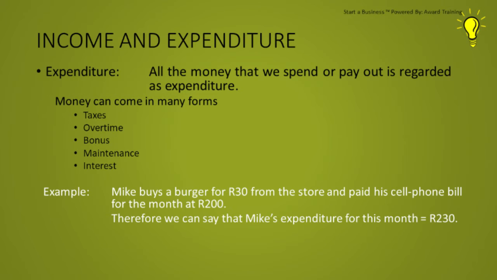So Mike buys a burger for 30 Rand from the store and paid his cell phone bill for the month at 200 Rand. Therefore, we can say that Mike's expenditure for this month is equal to 230 Rand, because 30 Rand plus 200 Rand equals 230 Rand.